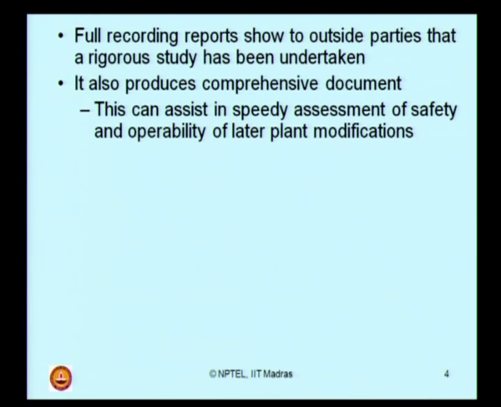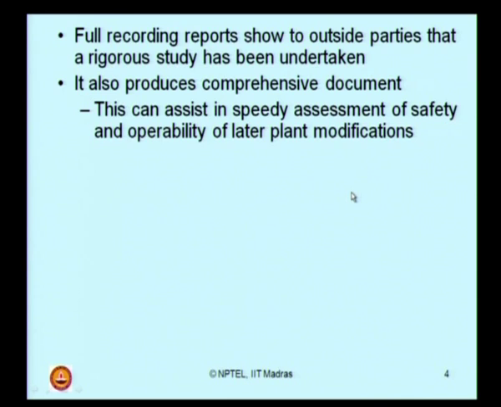For example, if you have designed a new plant, conducted a Hazop study and executed a full recording kind of report, then after a couple of years, if you want to reassess the safety and operability features of the existing plant, the report which you prepared a couple of years back, if it was a full recording report, will be very helpful in making a speedy assessment of those operability features which you need to modify in the plant.